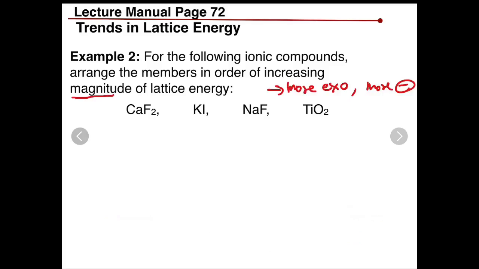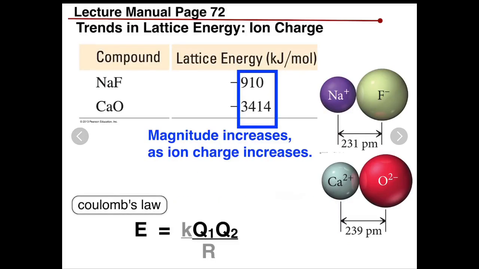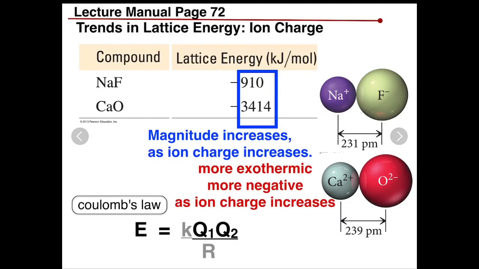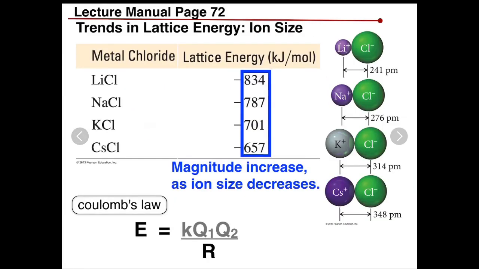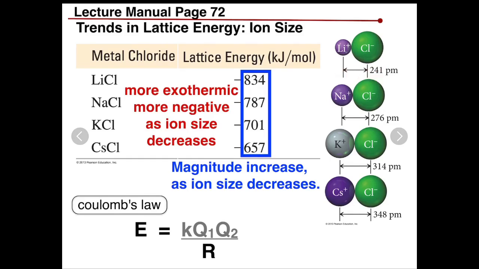But if you go back to the previous one, you will see that the ion charge has a bigger effect. It's jumping from 900 to 3000. The ion charges have a higher effect than the size of the ions. Because when the size increases, the lattice energy does change, but only slightly. It doesn't change significantly like what we see with the effect of the charge.